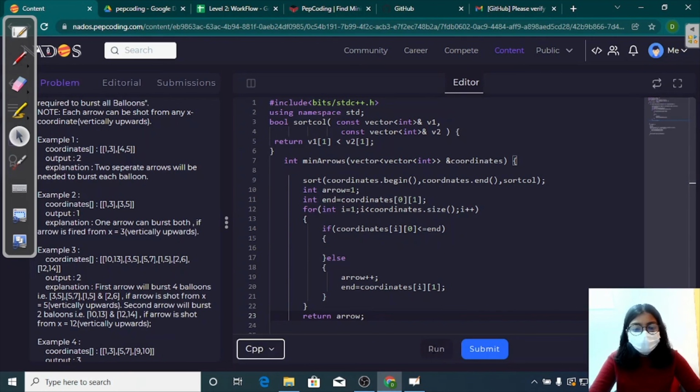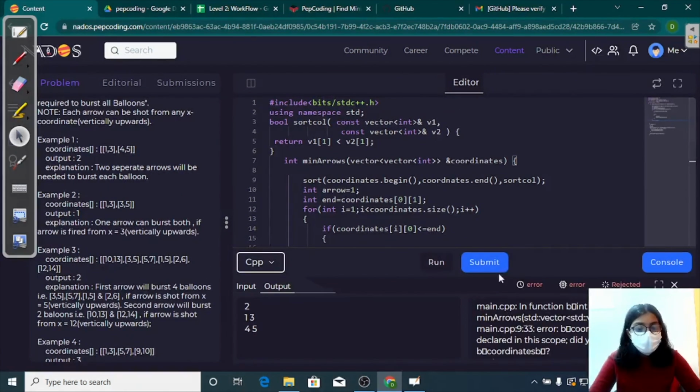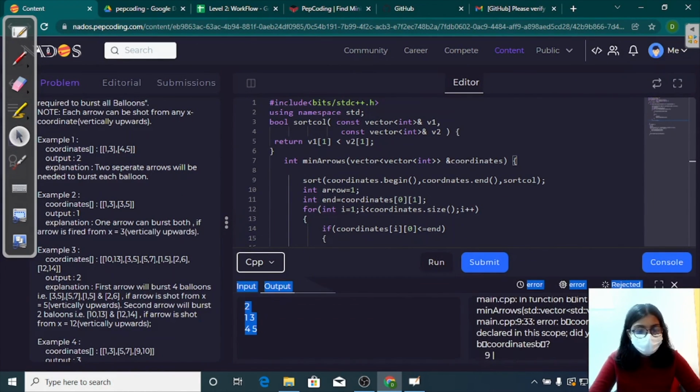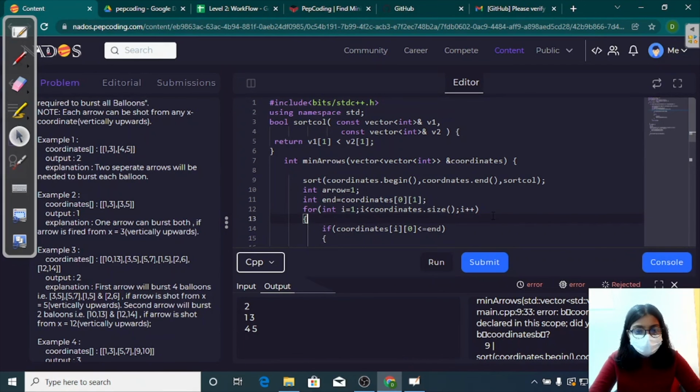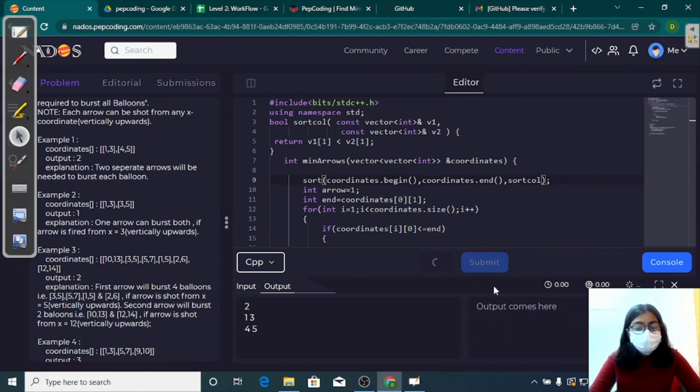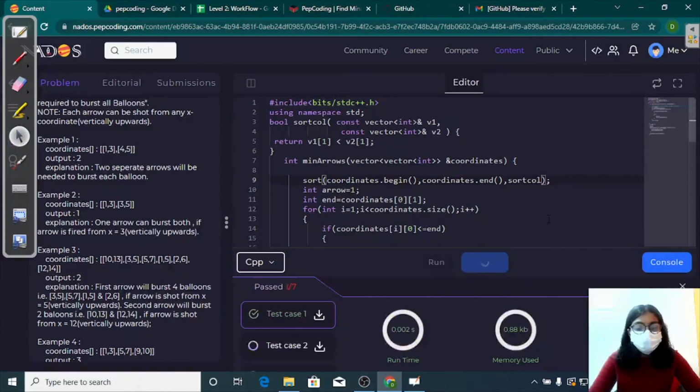Now let's try to run this. There's some problem. Sort coordinates dot begin, coordinates dot end, sort column. Did you mean? Okay, accepted. And let's try to submit this.